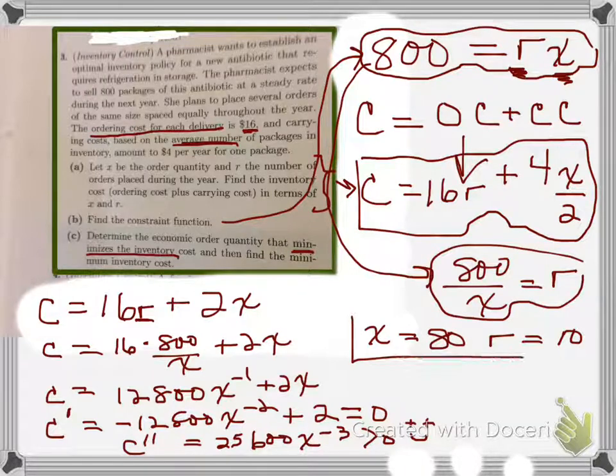Okay, so determine the economic order quantity that minimizes the inventory cost. So this is it. You're going to order 10 times a year with a quantity of 80. And that's your economic order quantity. So think about this. You should be able to repeat this and replace different variables as needed in these kinds of problems. Okay, we're going to go on to the next problem in just a sec.